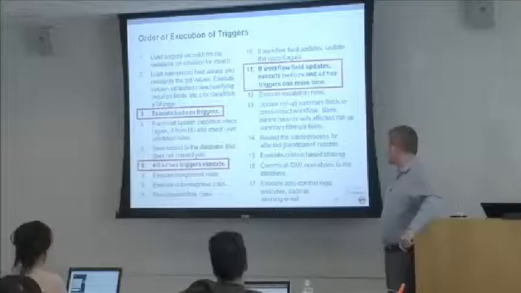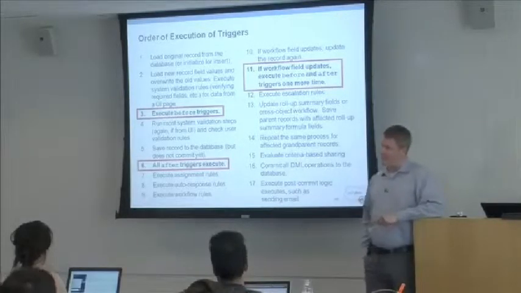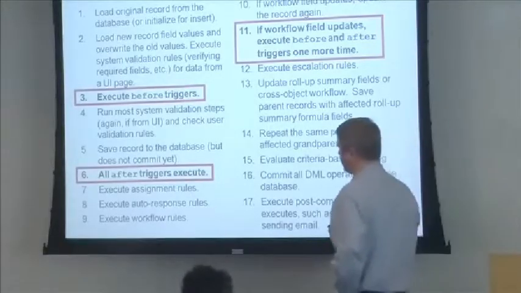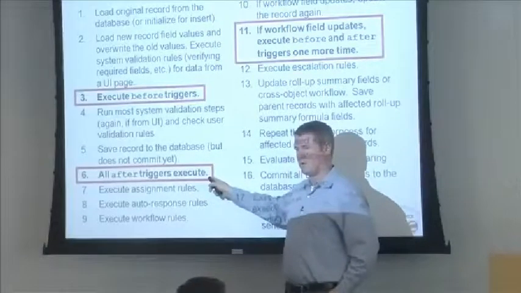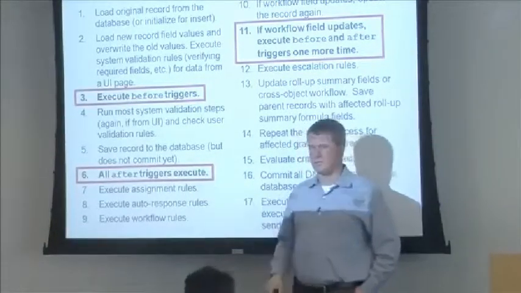Okay. The other thing I want to point out, we talked about governors. But let's take a situation where we have a trigger, and a trigger can fire on a before update and an after update. In this case, let's say I have 26 SOQL queries. I'm going to burn through 26 SOQL queries on step 3. I'm going to burn through 26 more, total of 52 on step 6.